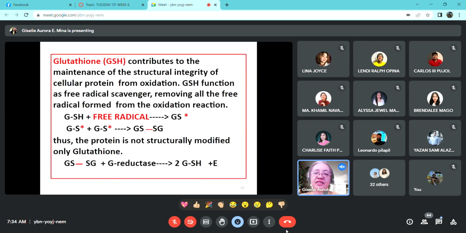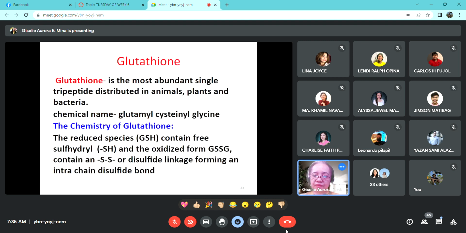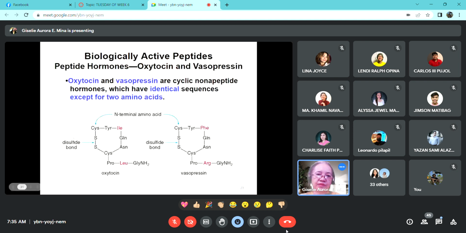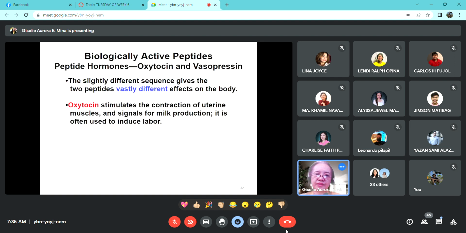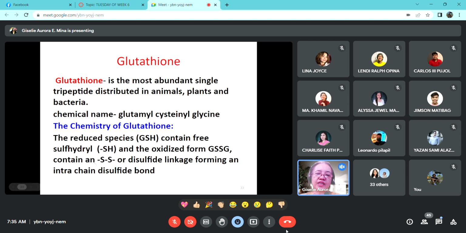This releases harmful radiations, but it is hard to believe because you do not see them. Okay? You will only have your realization if you already have problems with your eyes and you are already running out of your glutathione. Once you run out of glutathione, disorder will occur. Okay? So the reduced species GSH contains a free sulfhydryl group and the oxidized form is GSSG. It contains a disulfide linkage forming an intrachain disulfide bond.